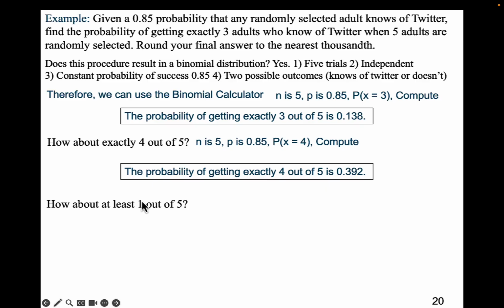So when we run this in StatCrunch, we're going to keep N as 5, lowercase p is still 0.85, my apologies, but the notation has to represent at least 1. That would be capital P, open parentheses, X is greater than or equal to 1. And then we'll hit compute.